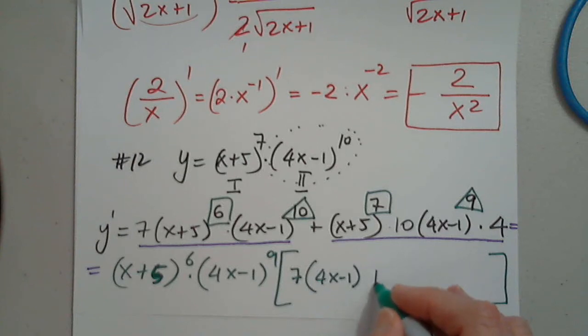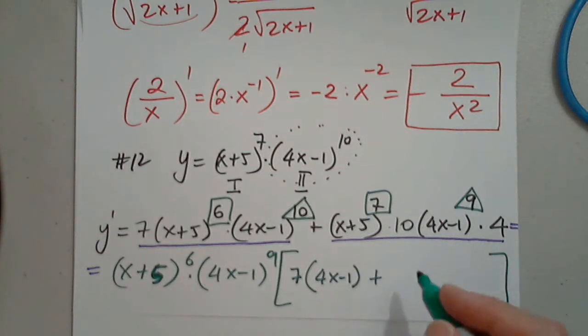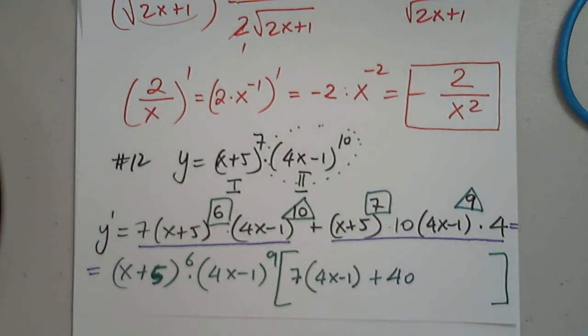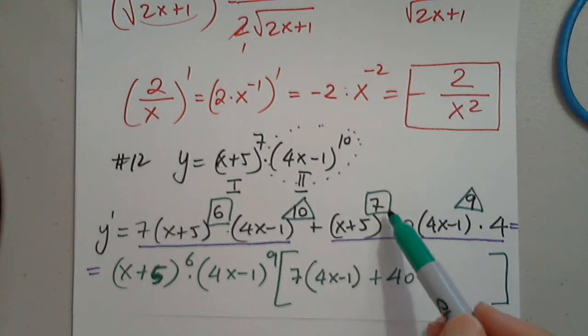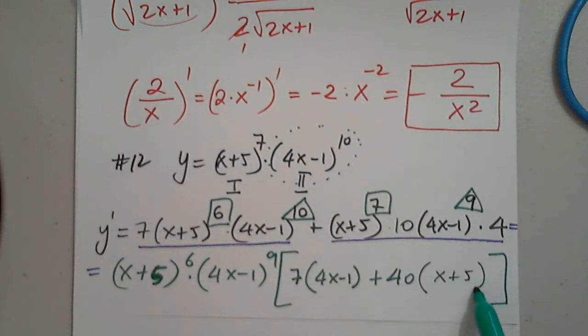Now plus. Let's see what is left from the second term. Obviously the 4 and 10, which is 40. 4x minus 1 to the 9th is completely taken out. Gone. From this 7, I removed only 6 of those, so 1 must be left inside. I will combine like terms here. These will not change, but I will combine like terms and simplify this, and it's done.